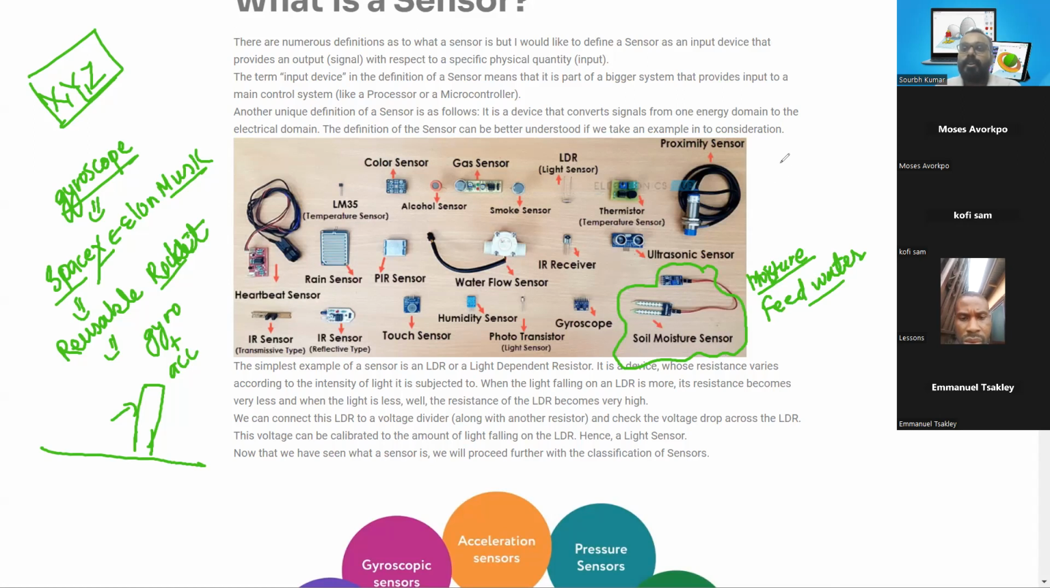Suppose you are leaving your home for 30 days or 20 days and there is no one to feed your plants inside your home, in your garden, or in your farm. Then you can come up with the idea to utilize this sensor and build a smart farming device to feed water directly to the farm without any human interaction. So these are the key sensors which we are going to utilize in our training program further.